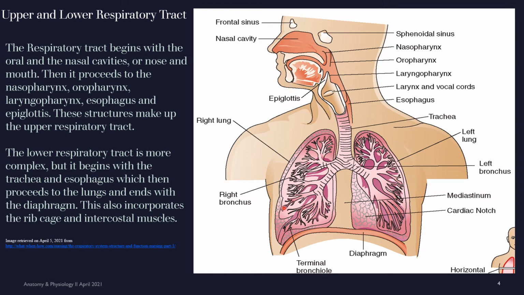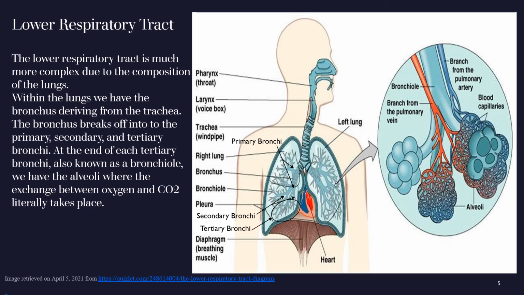The lower respiratory tract is more complex, but it begins with the space between the esophagus and the trachea, which then proceeds to the lungs and ends with the diaphragm, which is also known as the floor of the respiratory system or respiratory tract. Also note that the lower respiratory tract incorporates the rib cage and the intercostal muscles. The lower respiratory tract is known to be more complex due to the composition of the lungs.